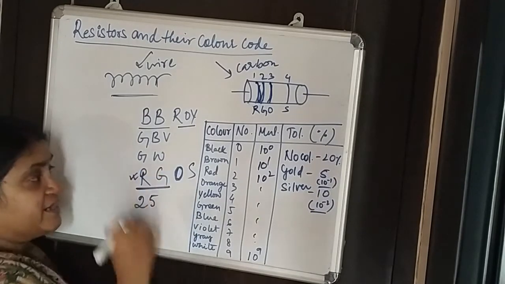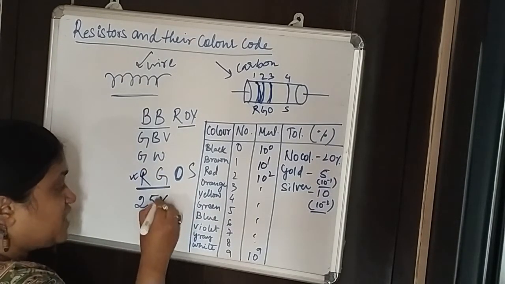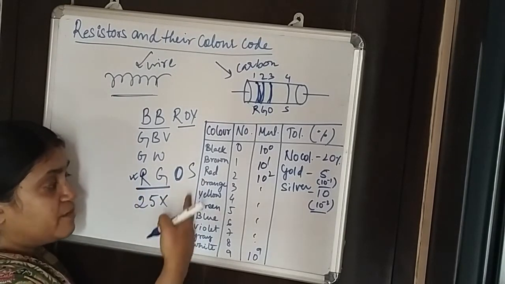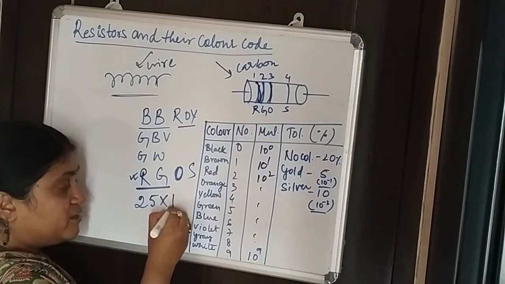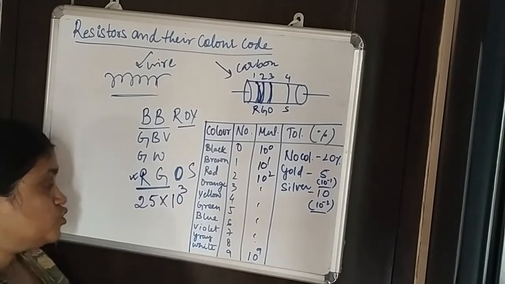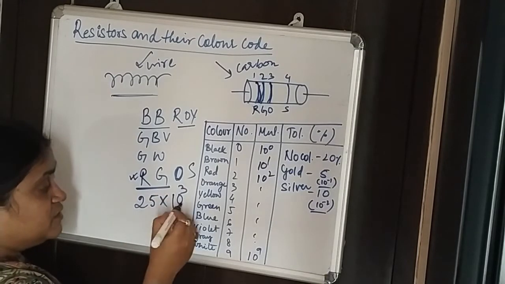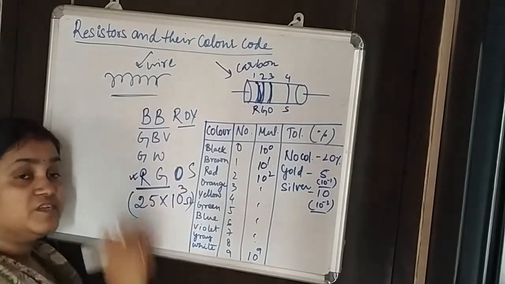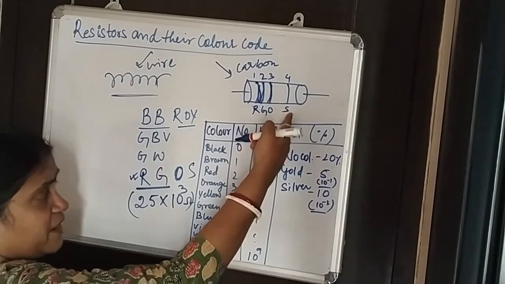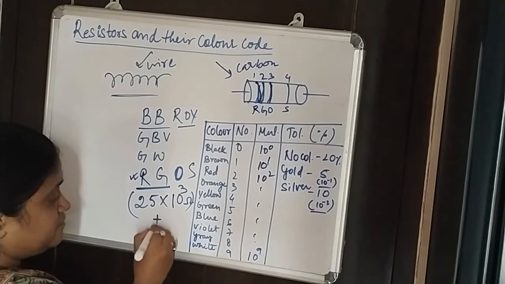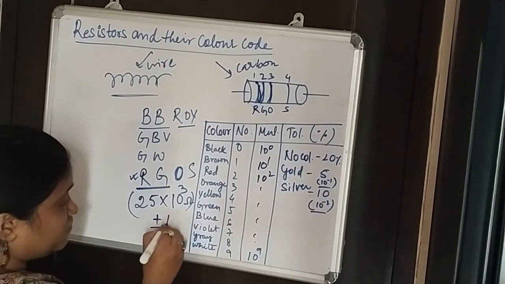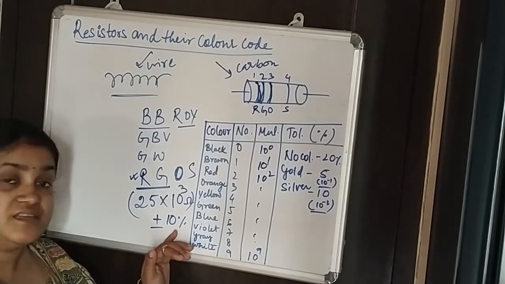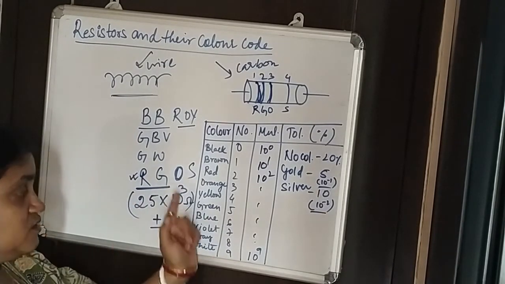Next, the third band gives me the multiplier. It means I have to multiply by whatever multiplier is represented by the third band. The third band is orange, and orange has a multiplier of 10 to the power 3. So 25 into 10 to the power 3 ohm is the resistance of this particular resistor. Now the last band is silver, which gives me the plus or minus. Silver has a tolerance of 10%, so it gives me a tolerance of plus or minus 10%.